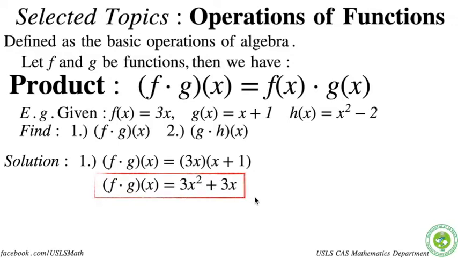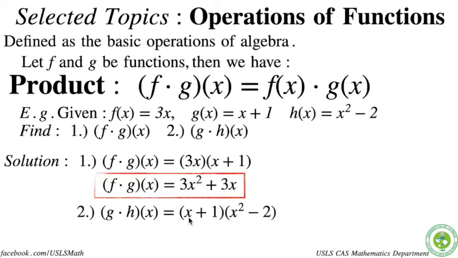We cannot simplify anymore. Okay, so for number 2, (g times h)(x). Again, g(x) is this one, h(x) is this one, so we're going to put them in parentheses. As we can see, this is g(x), x plus 1, times h(x), x squared minus 2. We can see that they're both binomials. Remember, if we have binomials and we're multiplying them, we're going to use the FOIL method. That is first, outer, inner, and then last. So we're going to multiply them in that order.